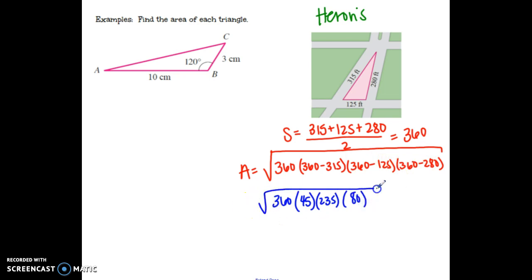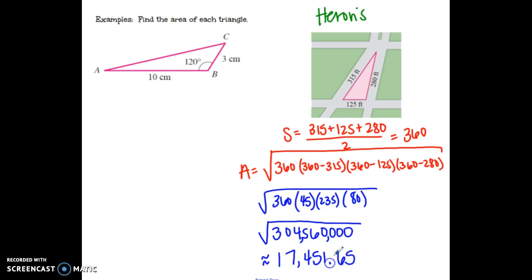So we multiply all of those and then take the square root. When we multiply, we get a very large number: 304,560,000, which we are square rooting. Anytime you're not told what to round to, make sure to give at least one decimal, maybe two. So let's round to the nearest hundredth, and you should get 17,451.65. Since everything is in feet and we're finding area, the label is feet squared. That would be our final answer.